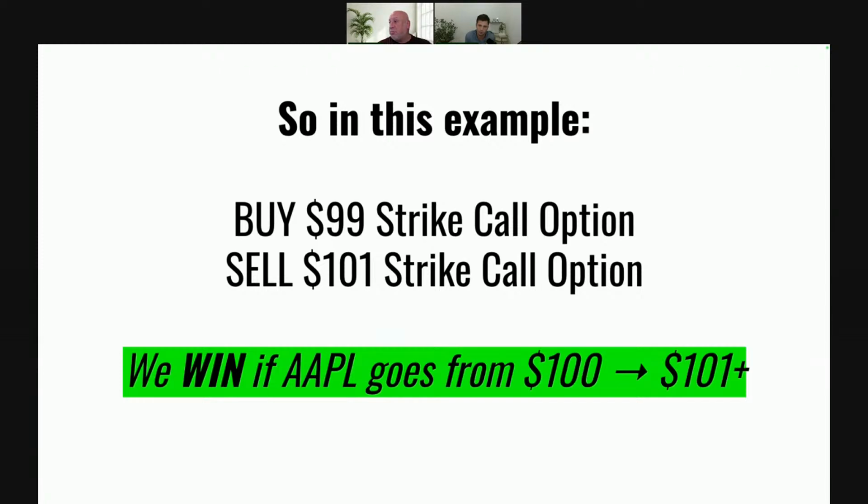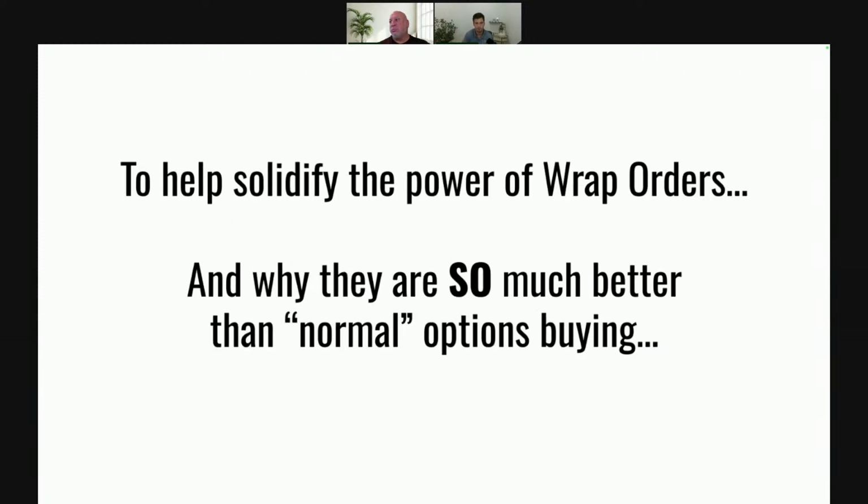When you're entering the trade, you're buying to open on both of these trades. Buy to open the 99 strike call option, sell to open the 101 strike call option. We win if Apple closes above that higher strike. So if Apple's above 101 by expiration, we would double our money. It could be at 101, 102, 103, etc. As long as it's above 101, we make max profit.